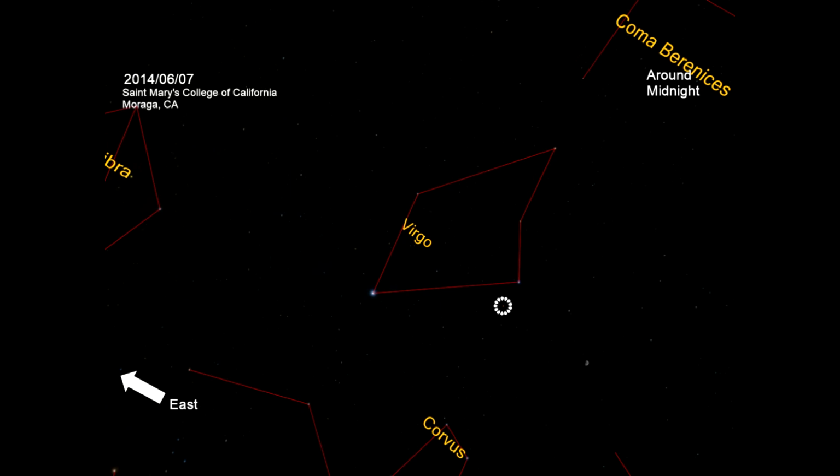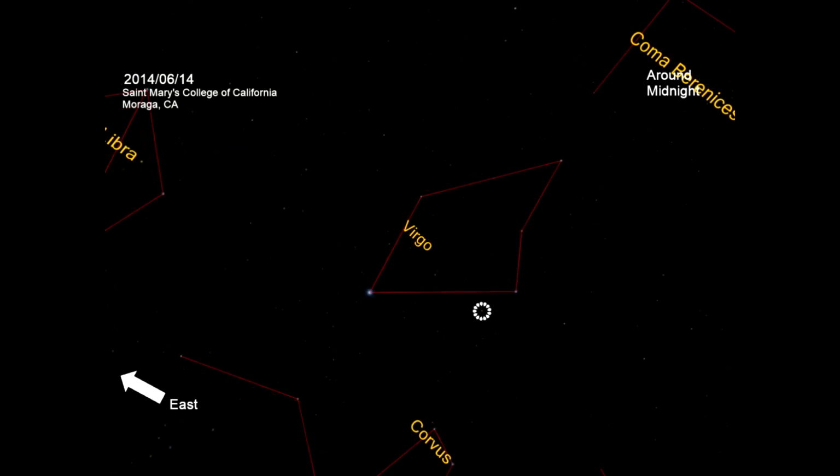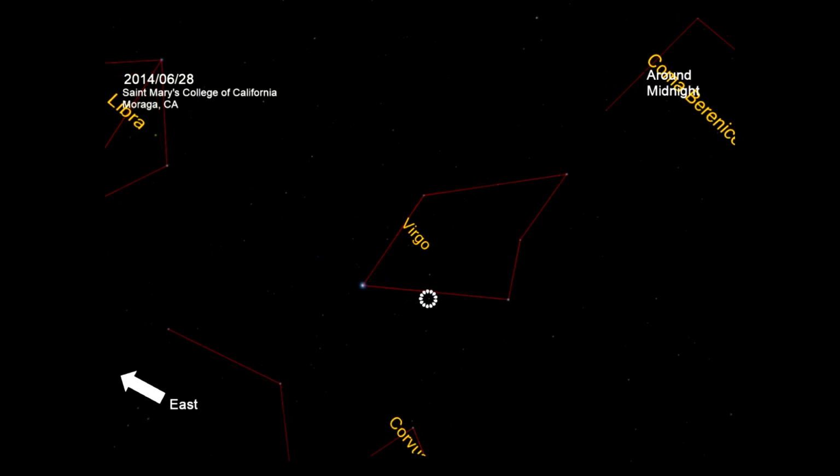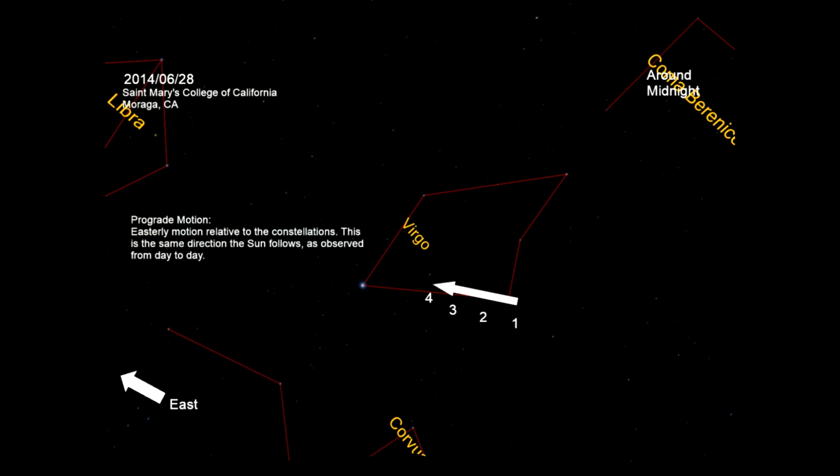the second week of June, the third week of June, and at the end of June. Here we see that, relative to Virgo, Mars has moved in an easterly direction, the same direction that the Sun follows. This easterly direction is called prograde motion. The Sun, and often the planets, exhibit this prograde motion in the sky.